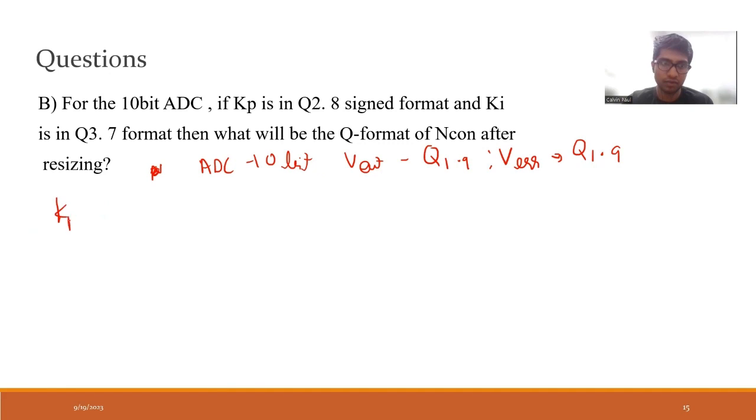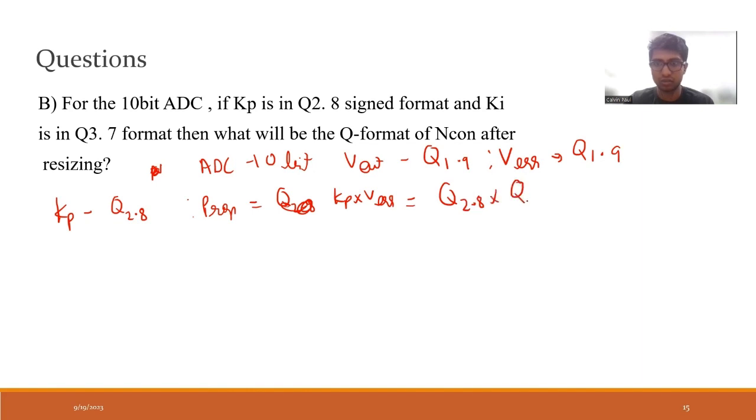My KP is Q2.8. The proportional term is KP into V error. That is Q2.8 into Q1.9. That is Q2 plus 1, 3 minus 1, that is 2, and .8 plus 9, that is 17. So this is Q2.17. The part corresponding to my proportional term is Q2.17.